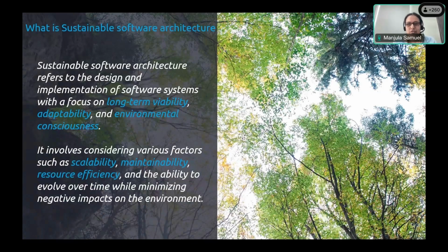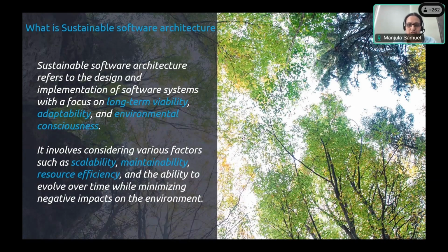Sustainable software architecture refers to the design and implementation of your software systems with a focus on long-term viability, adaptability, and environmental consciousness. It considers various factors, be it scalability, resource efficiency, energy efficiency, maintainability, and the ability to evolve over time while minimizing your negative impacts on the environment.